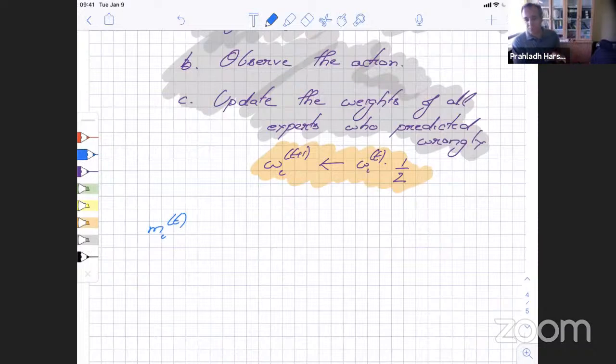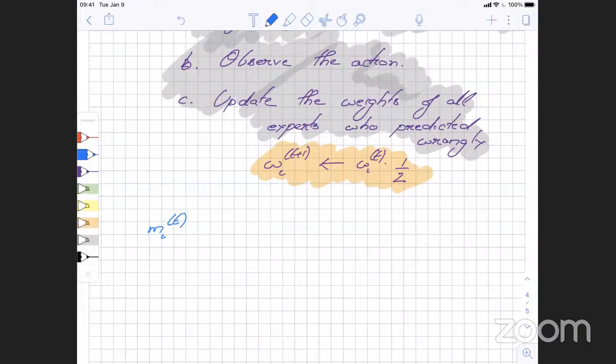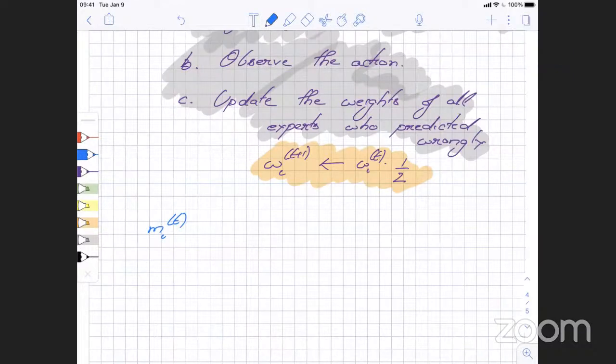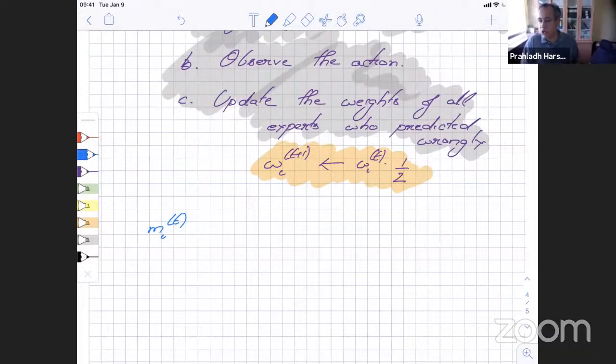There are multiple things. I'm talking about just the multiplicative weight update. This is one big meta algorithm which we'll analyze, and later on we will see there have been ways in which you change the weights additively. Right now I'm going to be just talking about multiplicative update of the weights.